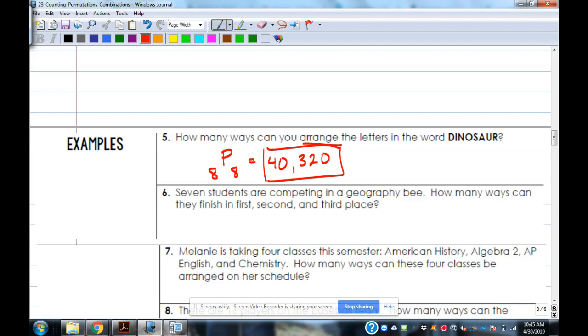Number 6 says we have 7 students competing in the geography bee. How many ways can they finish first, second, and third place? So this is a ranking, first, second, and third place. So we know it's a permutation. There are 7 students, so we know our number of people that could finish first, second, or third is 7. So the n is 7. Permutation of how many positions? 3 is the r.